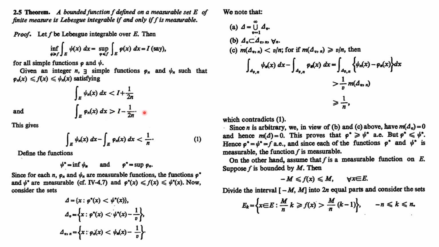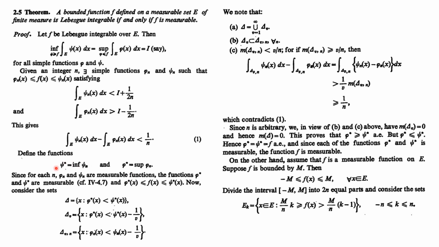In the same way, by the definition of supremum, if we subtract some positive number, it will not be the supremum. So we are having some integral which is greater than I minus 1 by 2n. So here we choose epsilon to be 1 by 2n, and when we subtract these two inequalities, we will have the integral of psi n minus the integral of phi n is less than 1 by n.